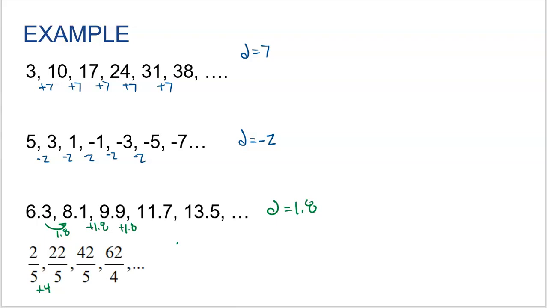And again, let's make sure that's working. Once again, 4 would be 20 fifths. 22 fifths plus 20 fifths would be 42 fifths. So yes, I got fractions. It makes it a little bit harder to see, but once you look at the difference between any two consecutive terms, you realize that my common difference is 4. I'm simply going up 4.